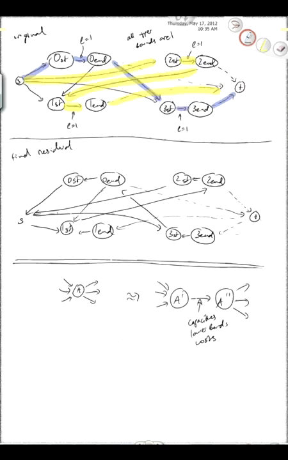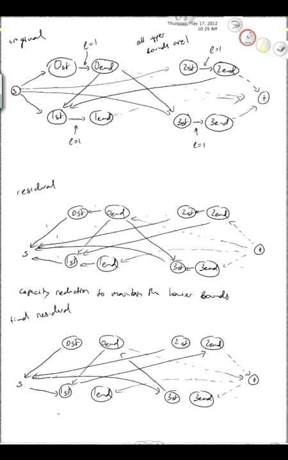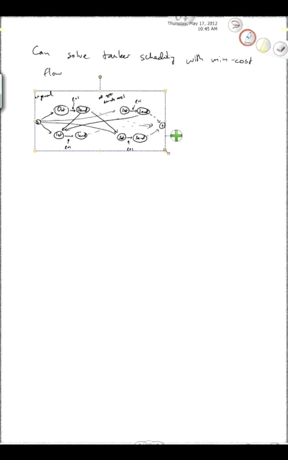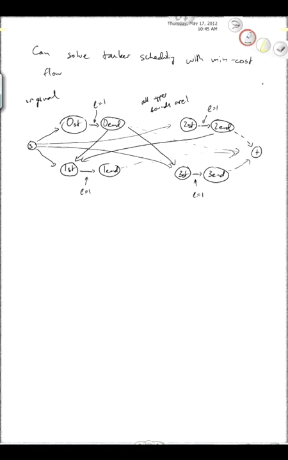Let's go back and just copy our original graph here. So this is a copy of our original graph. To solve the tanker scheduling problem with min cost flow, we can do the following. We can have the exact same graph, except I'm going to add a cost of 1 here and a cost of 1.